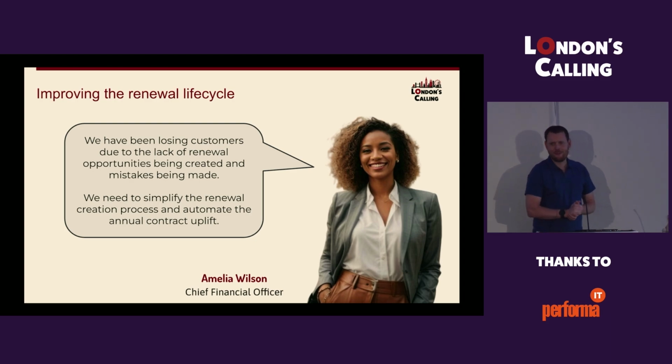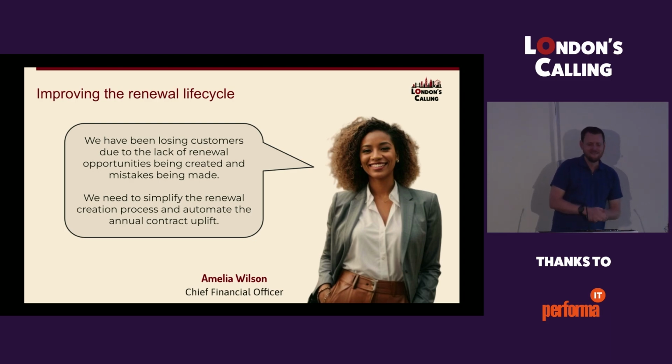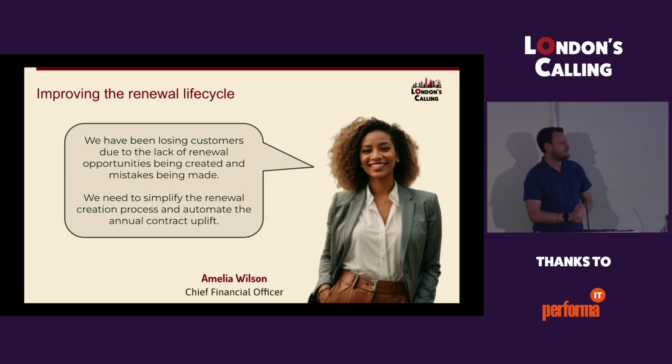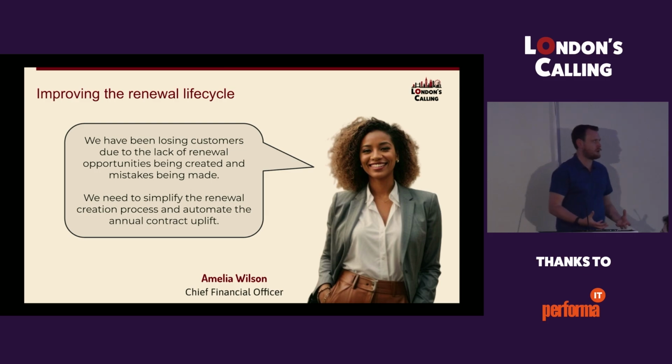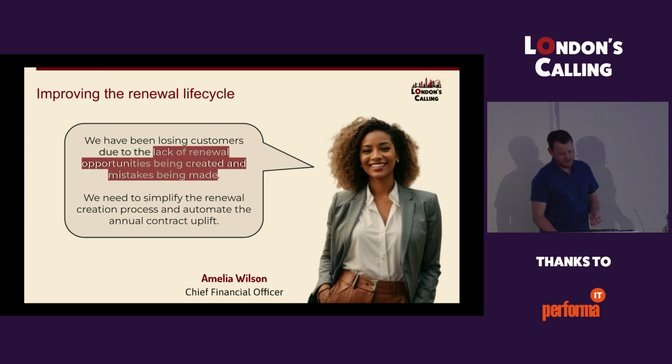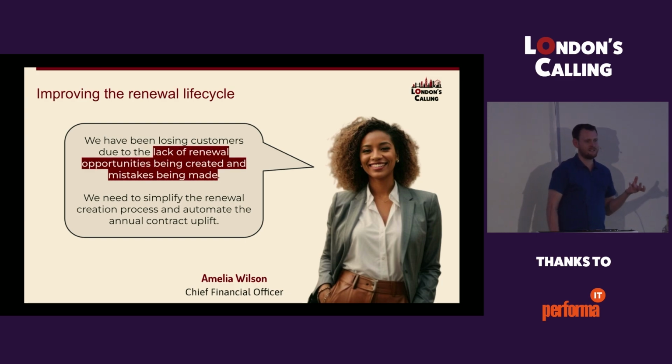So this is when the finance people come along, right? And the finance team are going, we're actually losing customers due to the way that renewal opportunities work, because people are making mistakes. Mistakes happen when you're inputting data manually. So we want to simplify that process, and we also want to put an element of an automated uplift in there. So the bits that Amelia is looking at is there's a lack of renewal opportunities being created, and when they are being created, people aren't doing them properly.